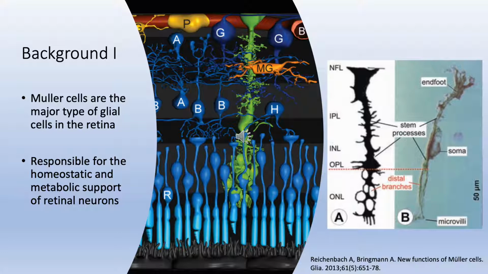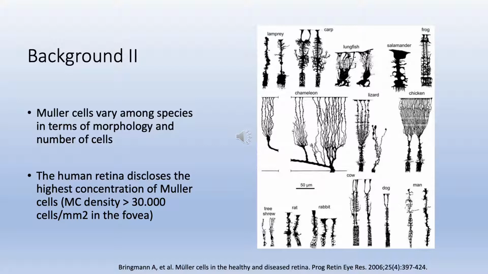The morphology and number of Müller cells vary among different species. The human retina contains an extremely high concentration, with a Müller cell mean density measured at more than 30,000 cells for each square millimeter in the fovea.